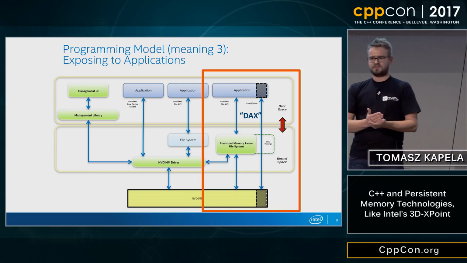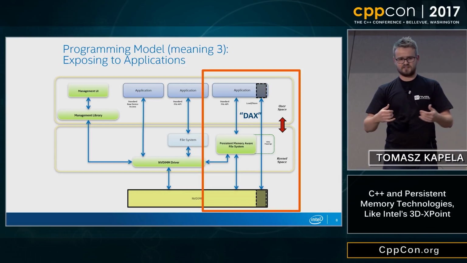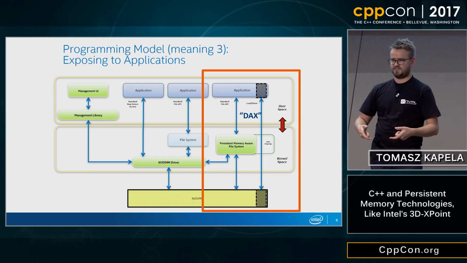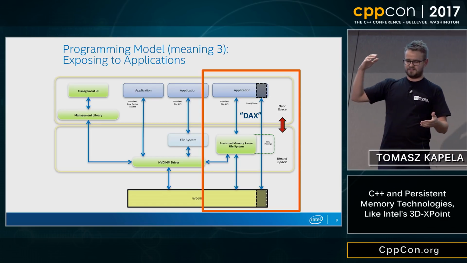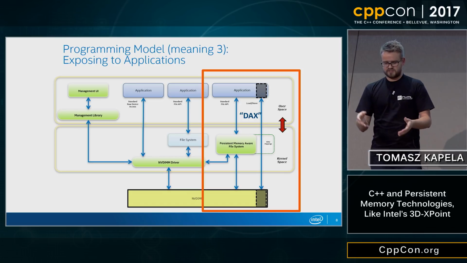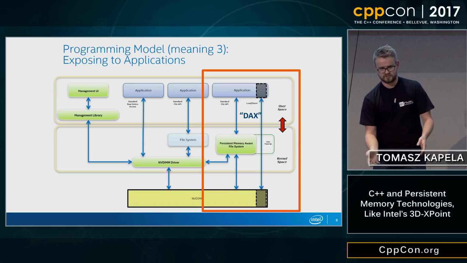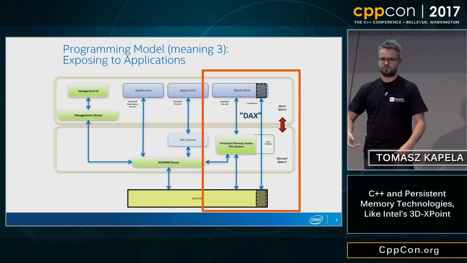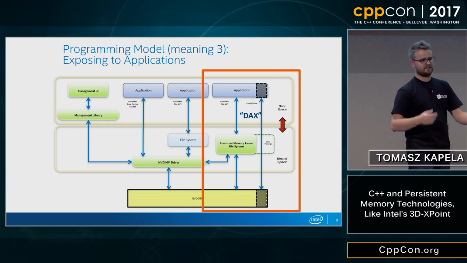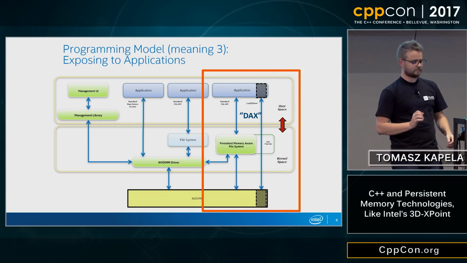You don't incur that penalty of the round trip to the kernel and back. And that is really important, because persistent memory is a DIMM form factor. It's really fast. So you don't want to ruin all that speed by going through the kernel, changing the context to the privileged mode and back again. It's not something you want to do.